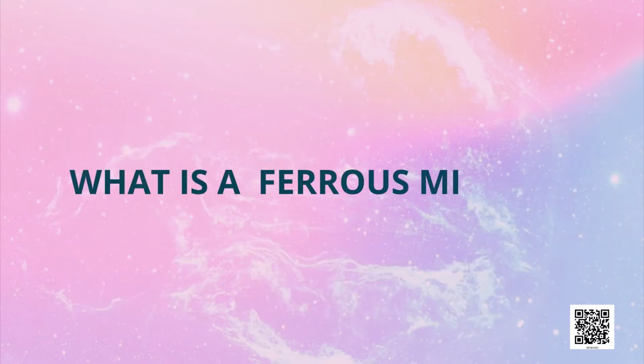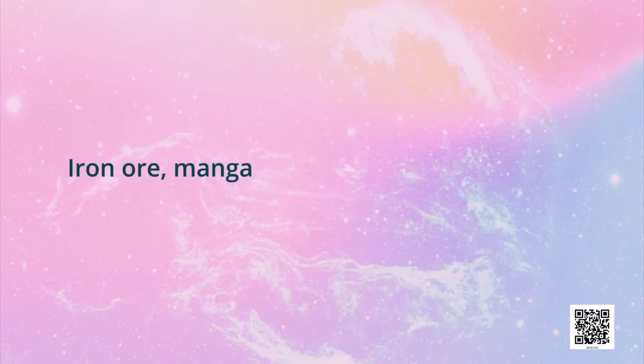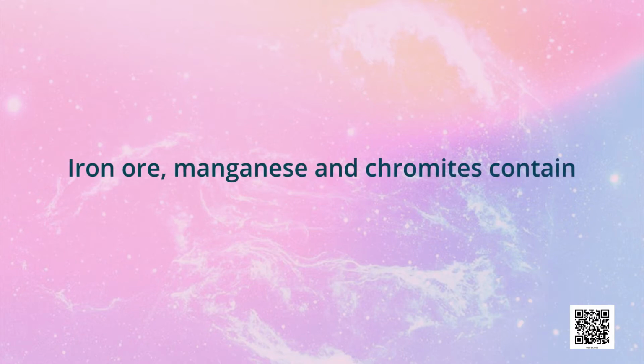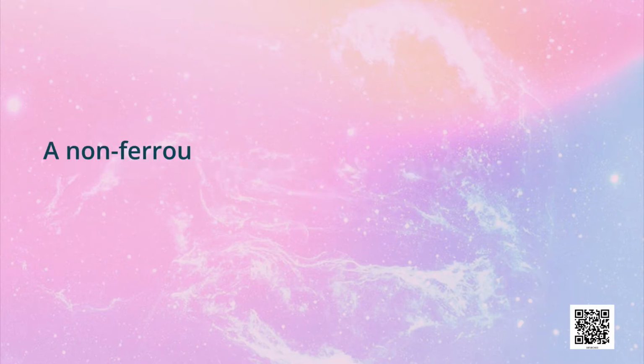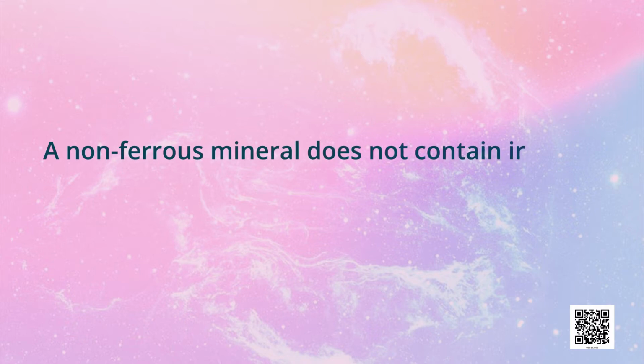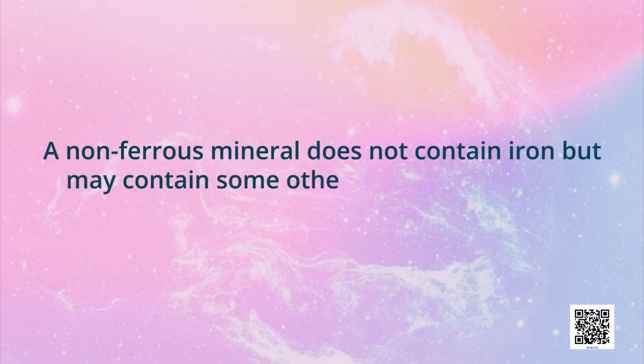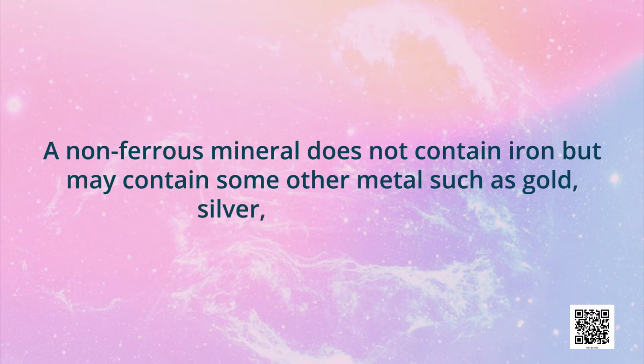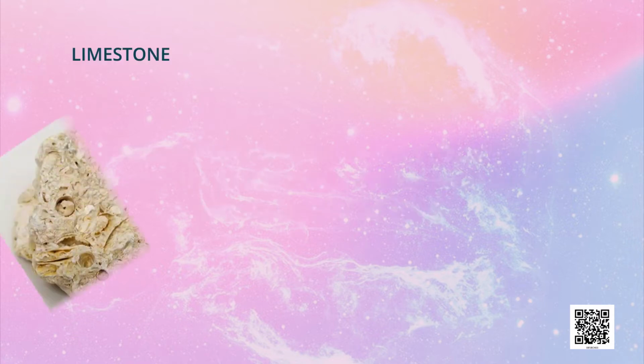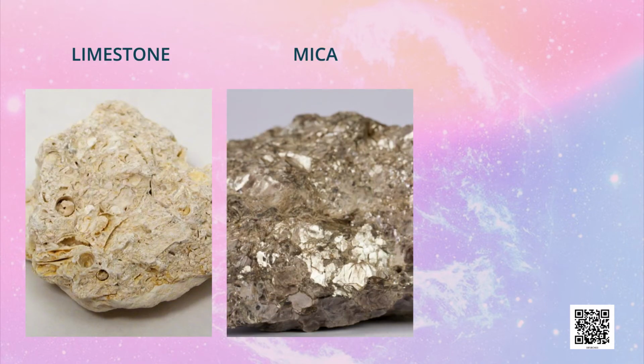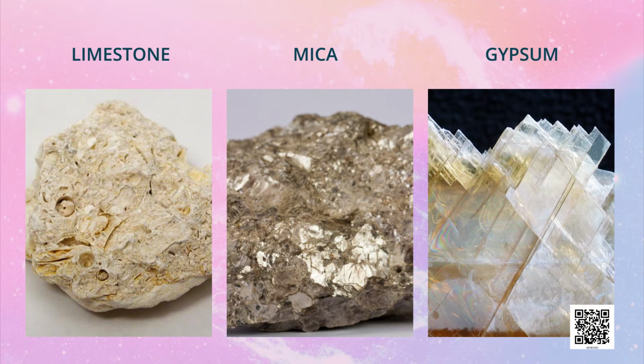Now, what is a ferrous mineral? It's like iron ore, manganese, and chromites, which contain iron. A non-ferrous mineral does not contain iron, but may contain some other metals such as gold, silver, copper, or lead. So, what are the non-metallic minerals? These non-metallic minerals do not contain metals. These are like limestone, mica, and gypsum. The mineral fuels like coal and petroleum are also non-metallic minerals.